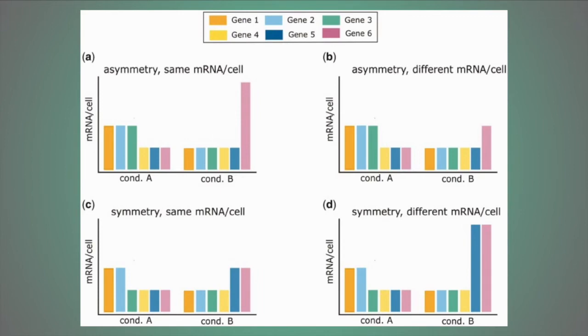The other is symmetry, the idea that you have the same amount of upregulated and downregulated genes. You can see that C and D both have 2 upregulated genes for each condition. This is the kind of symmetry, same amount of upregulation and downregulation, that we'll be looking at. And of course, the opposite examples exist for B and D with different mRNA per cell, and for A and B with asymmetry.